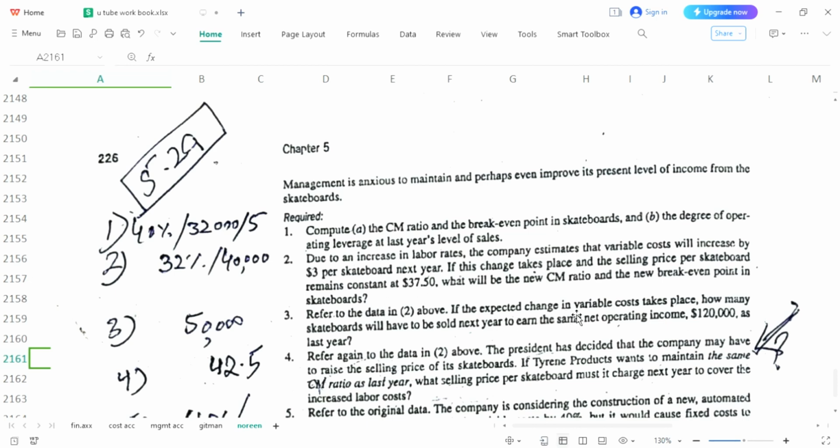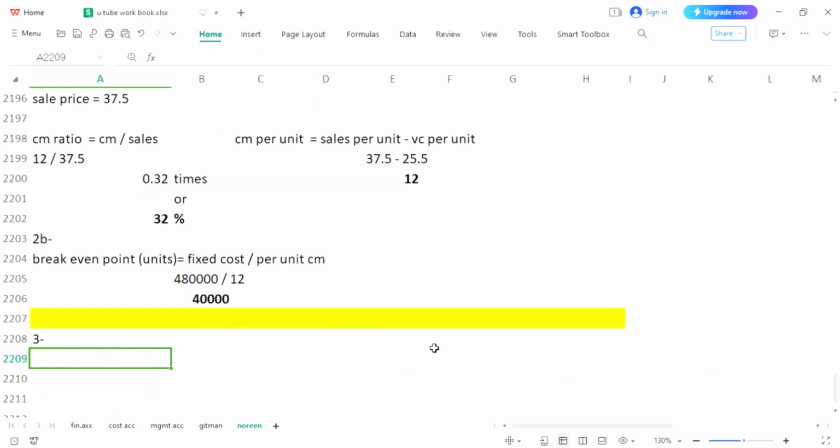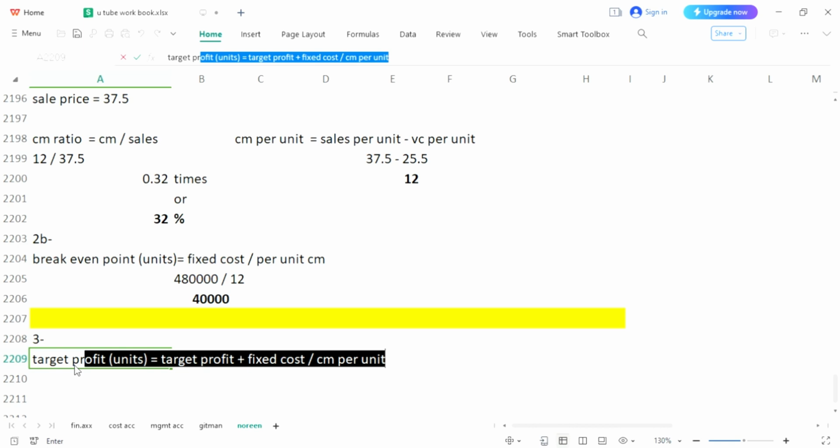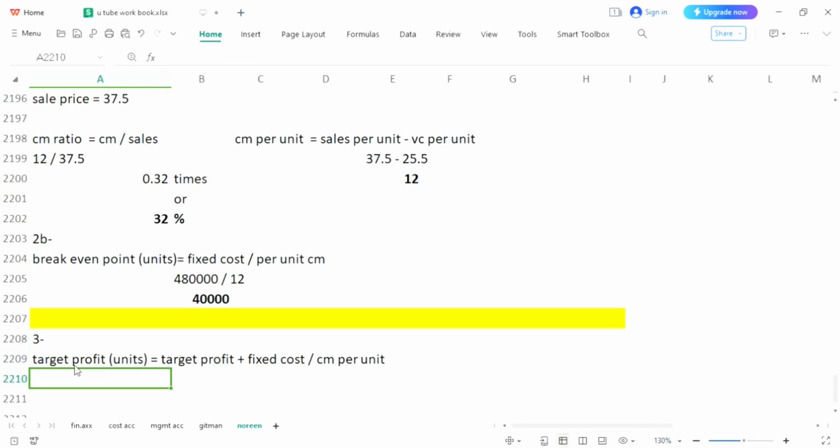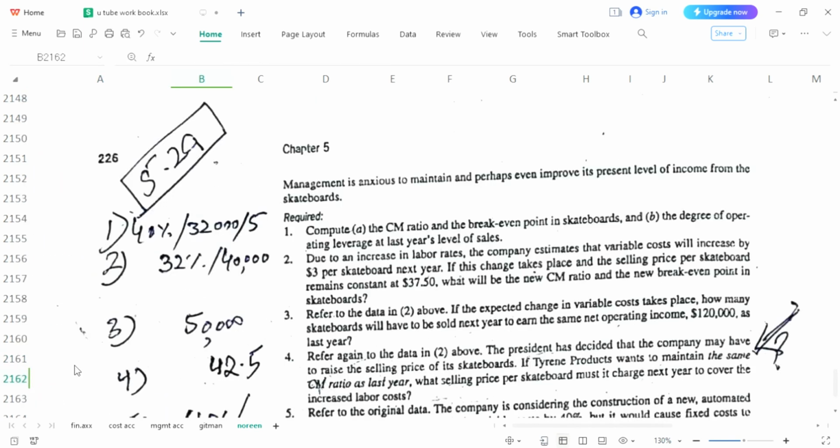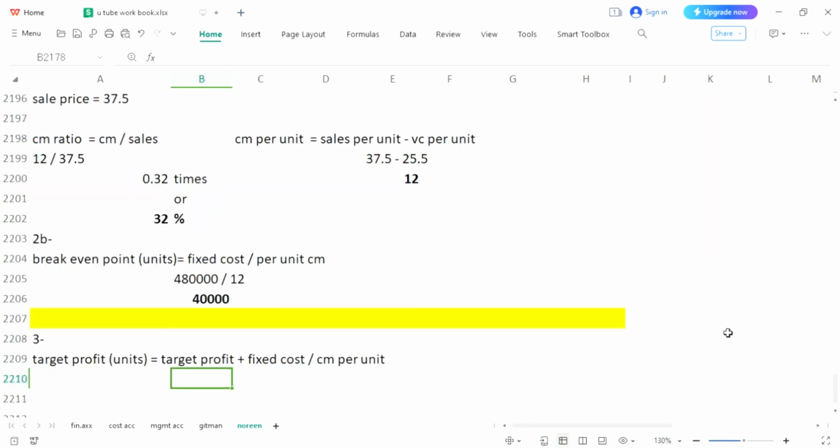If expected change in variable cost take place, how many skateboards will have to be sold next year to get an income of 1,20,000? So we have target formula, how many? It has been said how many skateboards. It means target profit units we are asked, and you must have the formula in your mind. Target profit in terms of unit. How do we calculate? Target profit plus fixed cost divided by CM per unit. Target profit is mentioned in the question, and that is 1,20,000.